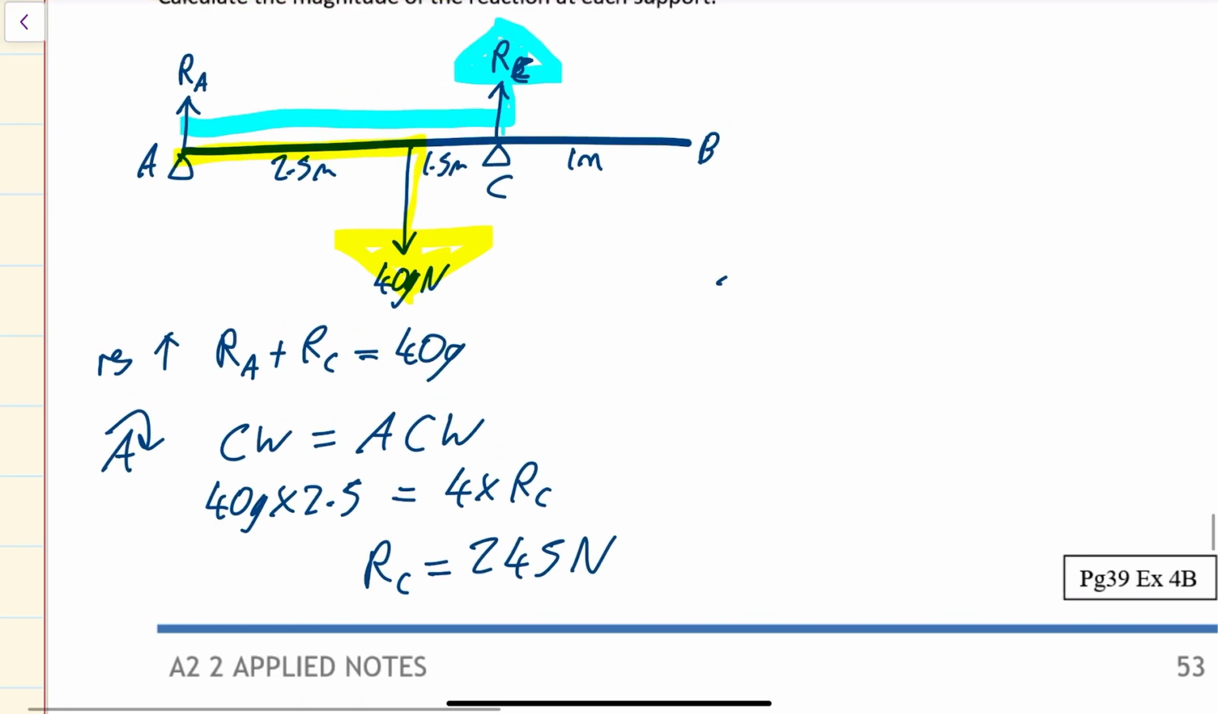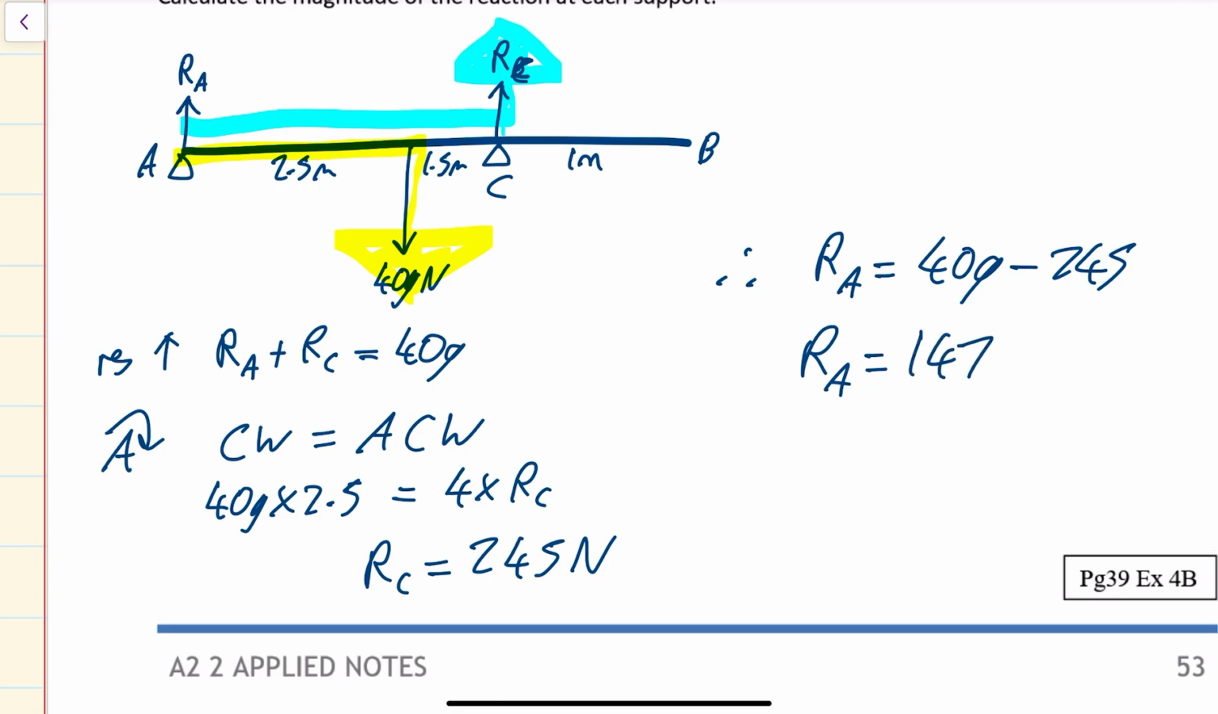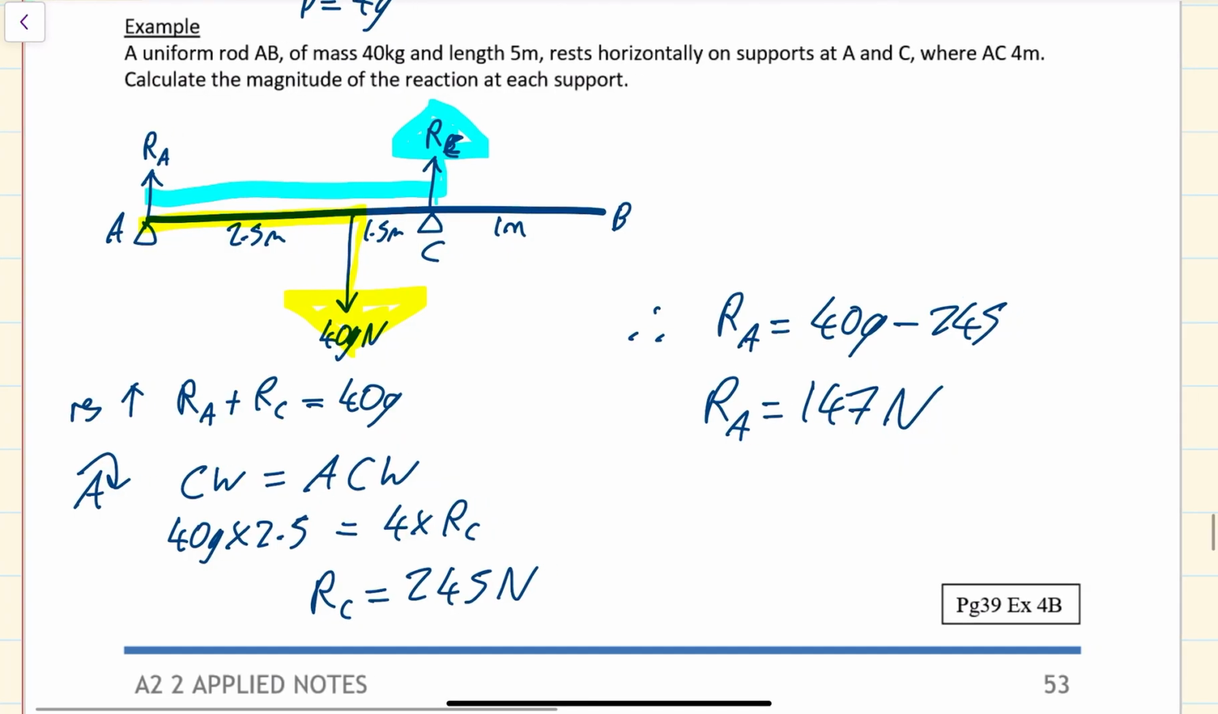My RC works out to be 245 newtons. Once you've got your RC, therefore, RA is going to be equal to 40G minus 245, and your reaction at A then works out to be 147 newtons. Okay, so there's that question again in its entirety. Right, firing on to the next one then.